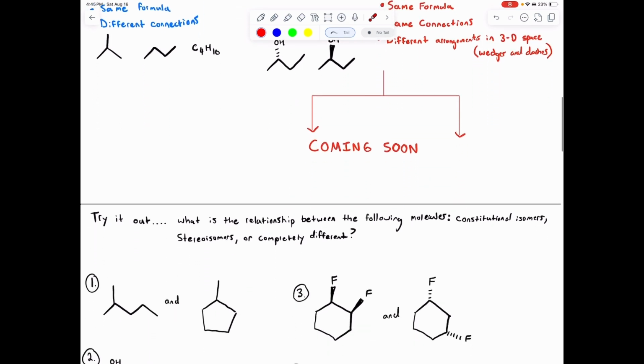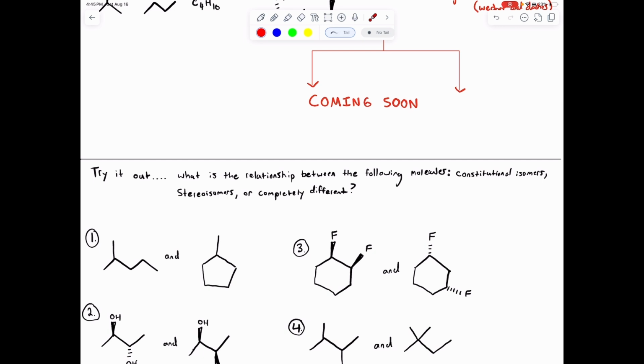So let's try it out, okay? I'm going to ask you, what is the relationship between the following molecules? Are these constitutional isomers, stereoisomers, or completely different? So I'm going to help you out with this first one here.